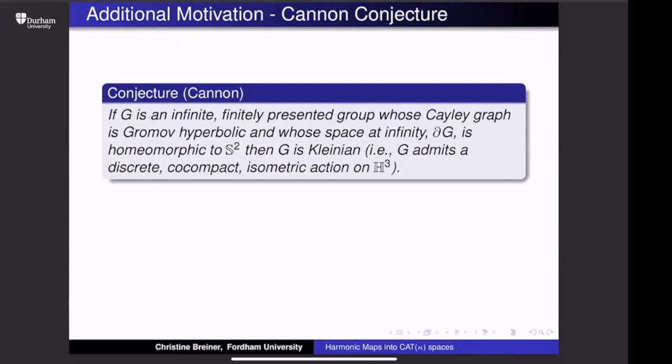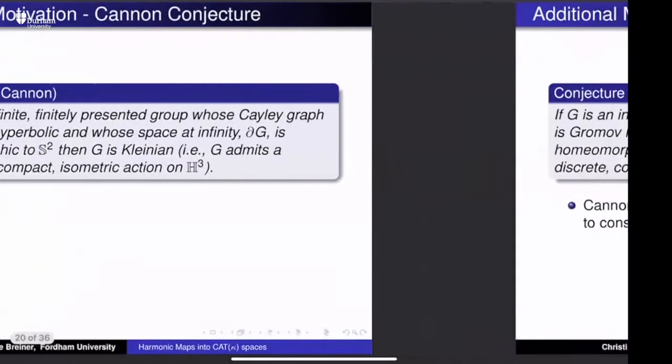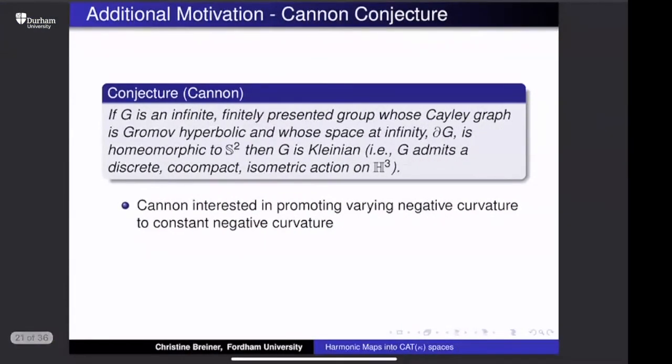So the conjecture says that if you have an infinite finitely presented group and the Cayley graph is Gromov hyperbolic and the space at infinity is homeomorphic to the 2-sphere, then G is Kleinian. So G admits a discrete, co-compact, isometric action on H3. Now, why did Cannon care about this? That's part of the reason I think there's a gap in the literature. Cannon cared about this because he wanted to understand: how do you take an object that has varying negative curvature and promote it to having constant negative curvature?